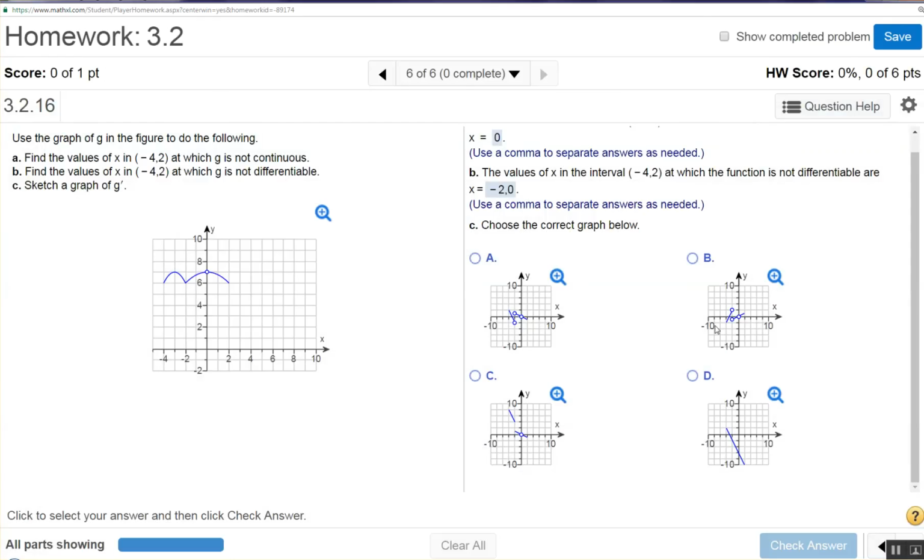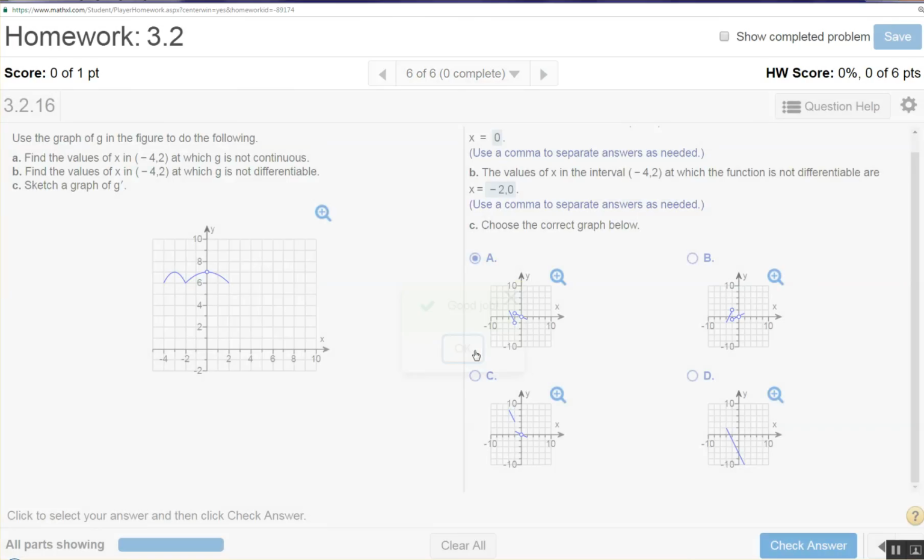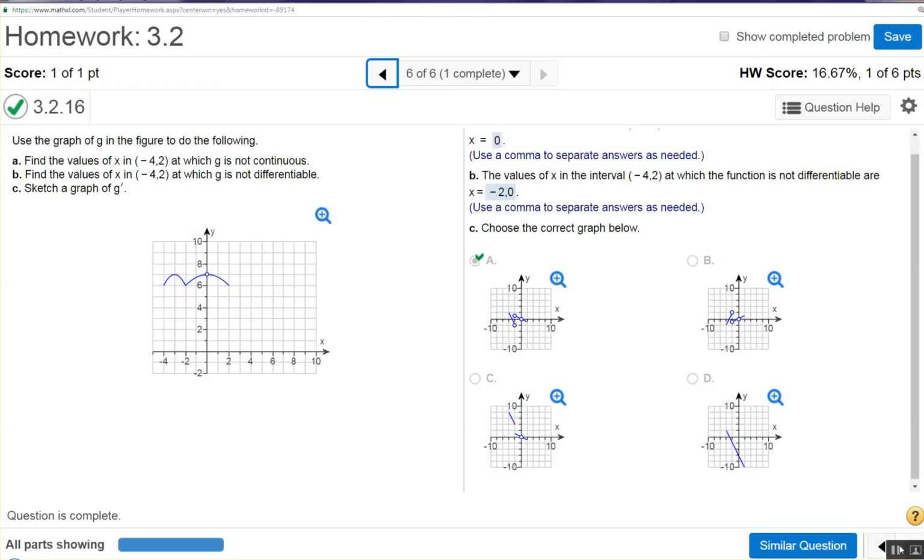And now let's take a look at the graph here. It looks to us that A is matching what we just discussed. So I'm going to pick A. This is it for this particular problem.